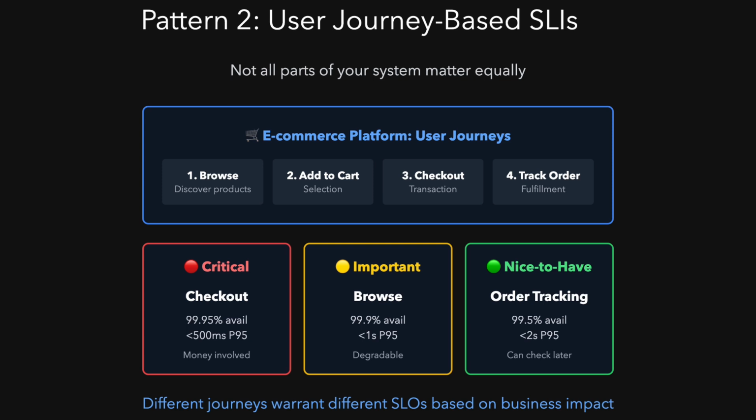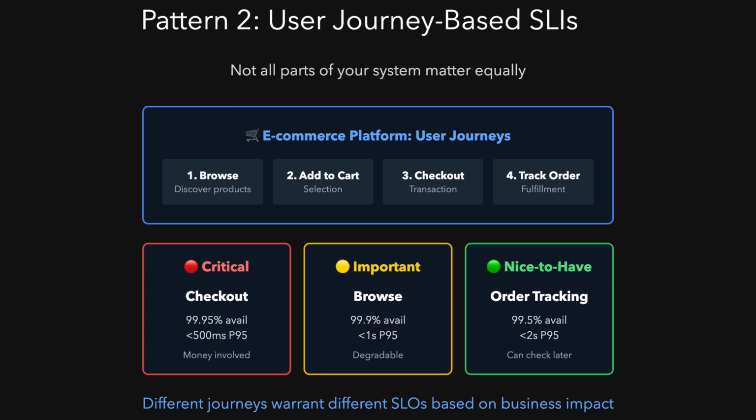Do these need the same reliability? And the answer is no. For example, checkout is critical because money is involved. Browsing products is important, but degradation is tolerable. And order tracking is nice to have, users can check back later.